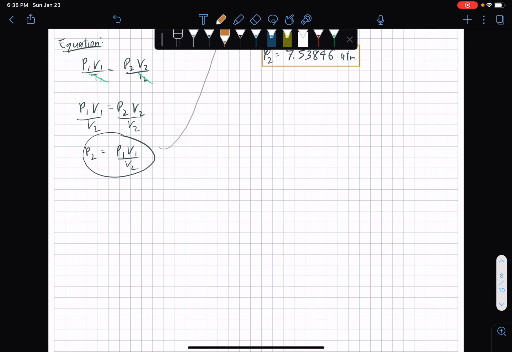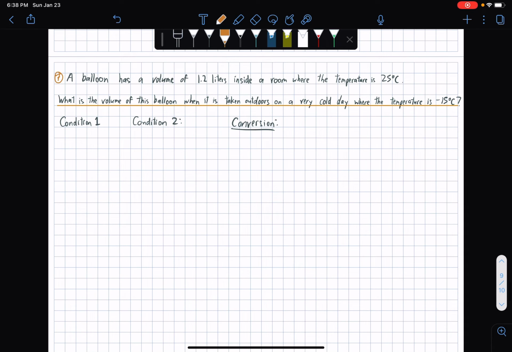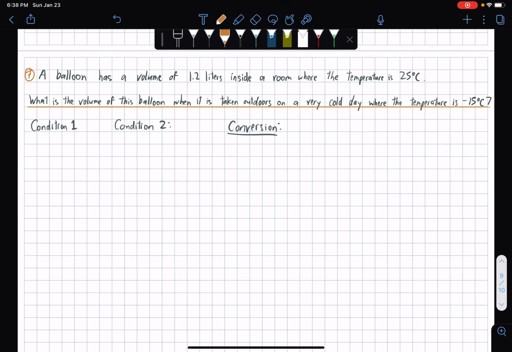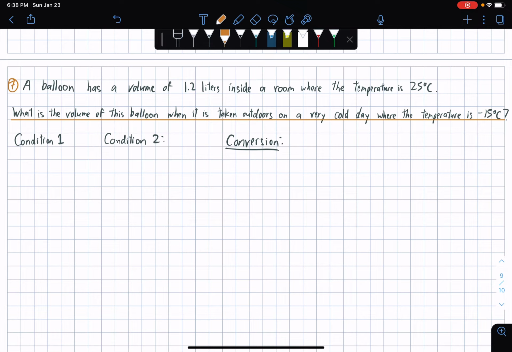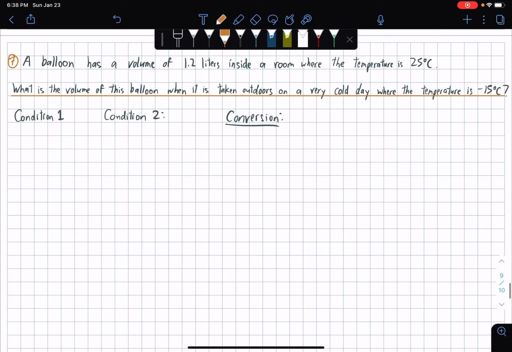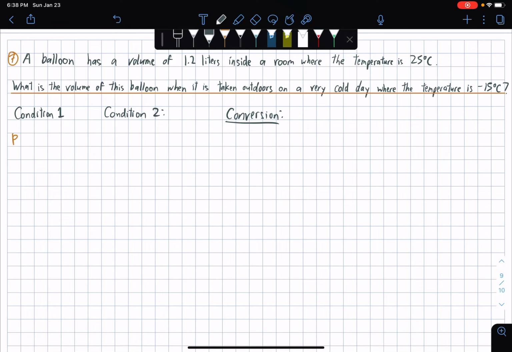Alright, let's move to number 7. A balloon has a volume of 1.2 liters inside a room where the temperature is 25 degrees Celsius. What is the volume of this balloon when it is taken outdoors on a very cold day where the temperature is negative 15 degrees Celsius? Right? Let's enumerate the values. You're gonna get used to it if you keep on practicing.